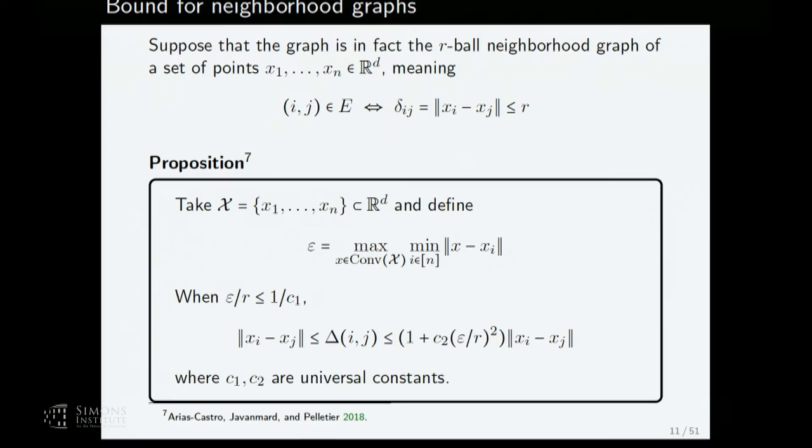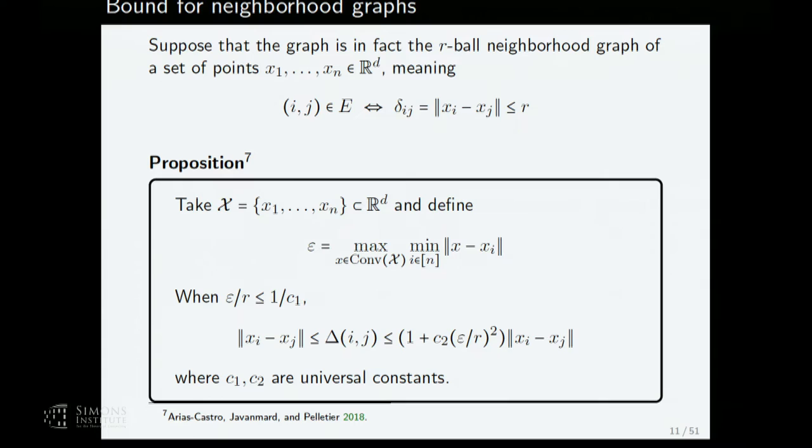And this is a sort of result that you can get. This is relatively simple to get, but it was new as far as we know. So if we have a point set as such here, and we define this quantity, this quantifies how dense the point cloud is inside its convex hull. Then if epsilon, which again quantifies the density of the points inside the convex hull, is small compared to the radius of connectivity, then we have this bound.